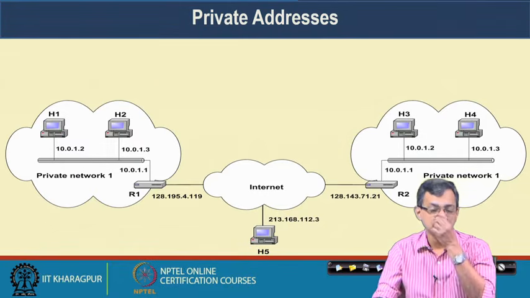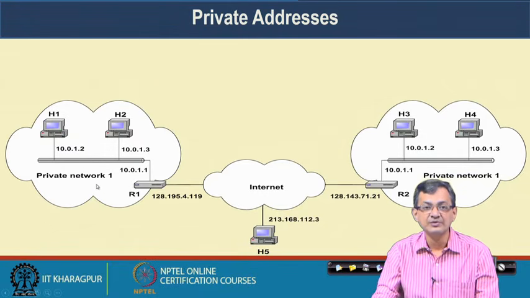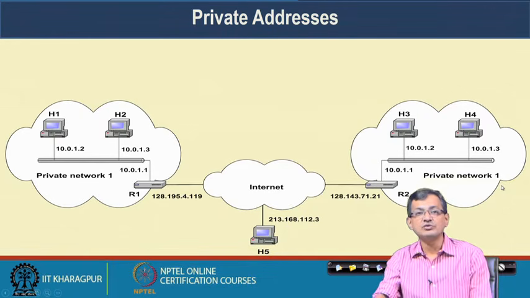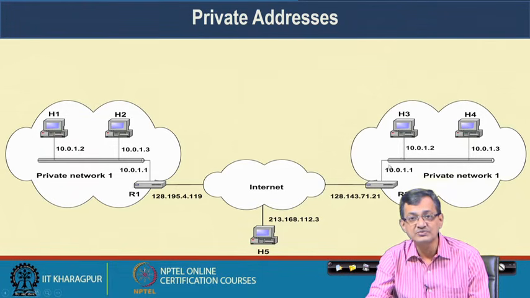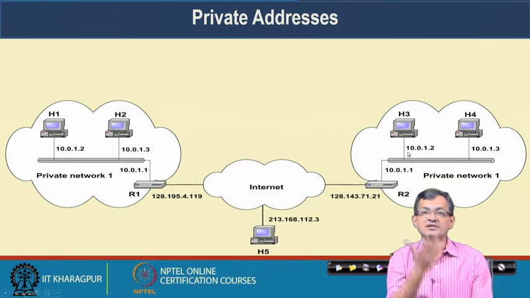There is again a small typo here; this should have been private IP network 1 and private IP network 2. So, H1 is accessing H3. 10.0.1.2 is mapped to this IP, this carries over, and this IP is again remapped to H3, that is, to this particular IP address, right.